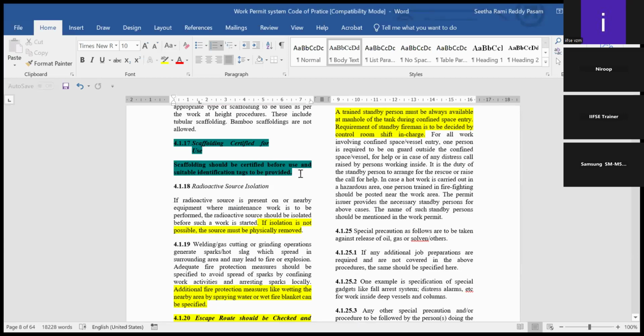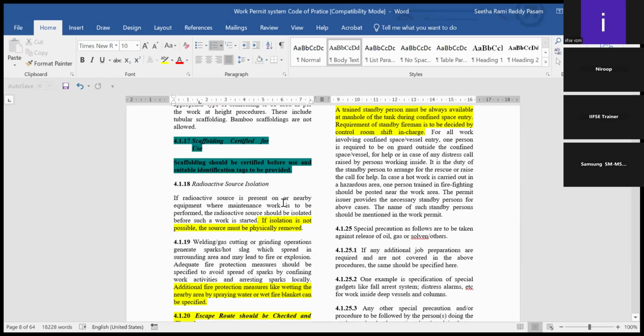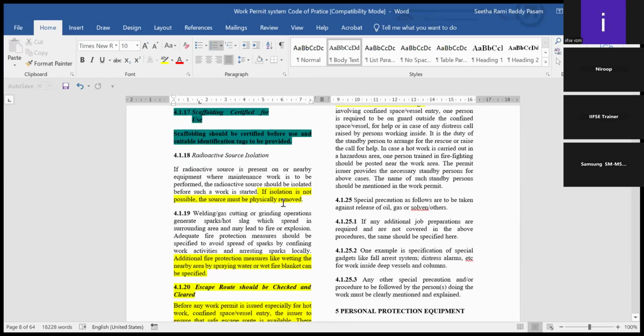Then scaffolding should be certified before use, and suitable identification tags are to be provided. So scaffolding is certified for use. What are the different tags we can see on the scaffolding? Anybody seen this tagging system? Scaffolding tags, any guess? Ready for use, which is checked by the concerned authorized person, and then the scaffold is ready to use. Like that, the sticker is pasted on the scaffolding.